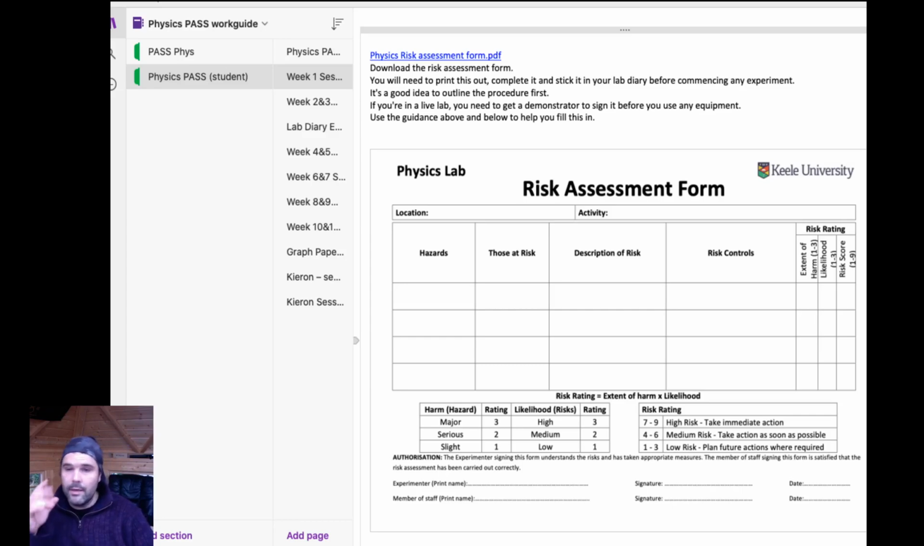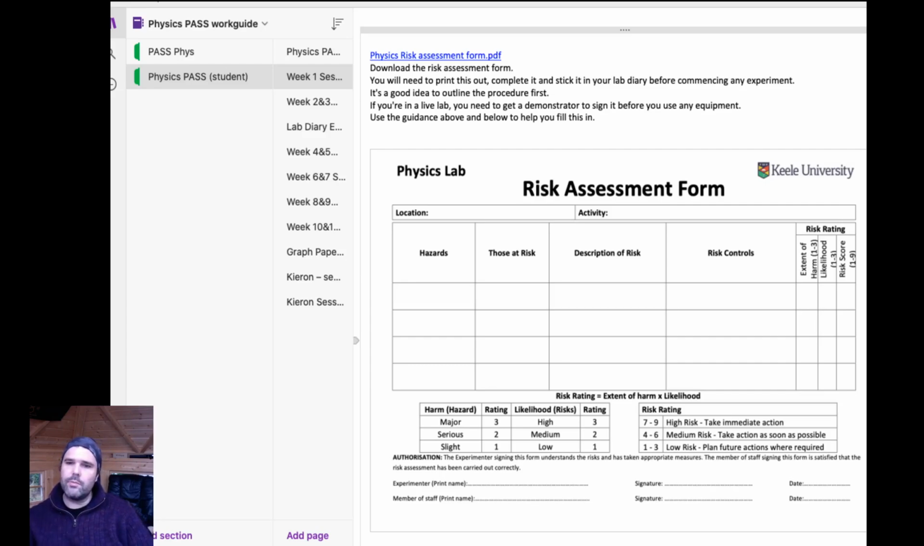But just remember, as is in the guidance, and you should have already studied this, that this is about protection of people from harm. It's not about protection of equipment. Alright? You're in trouble for a different reason if you break equipment, but that's completely separate to this. So your risks have to be about protecting people from getting injured.